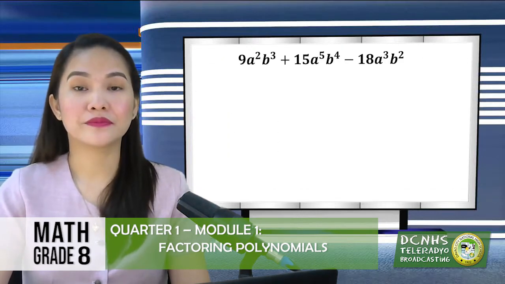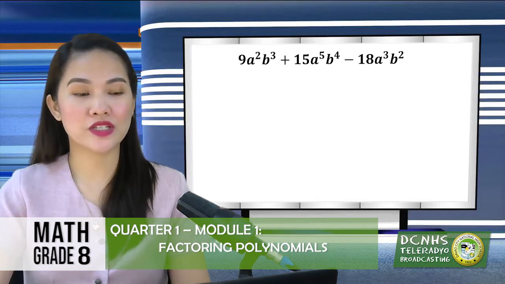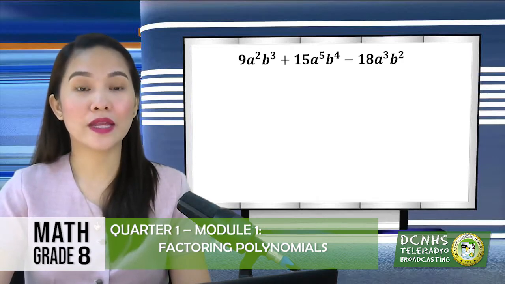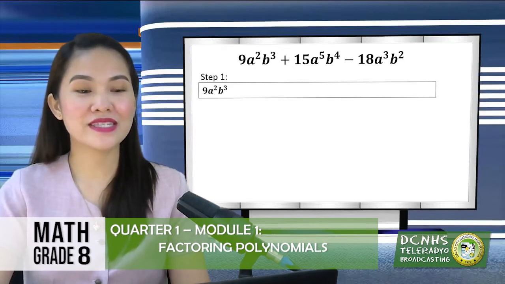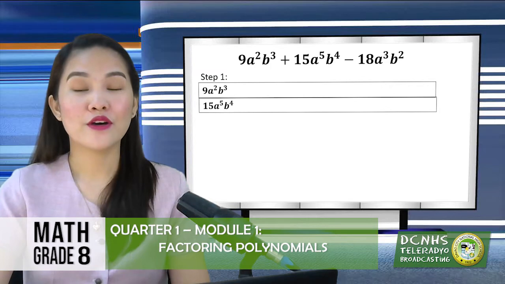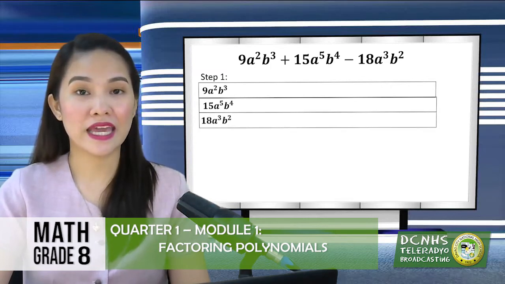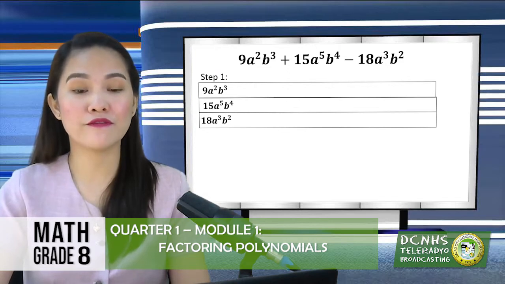Next example. Factor the expression 9a squared b cubed plus 15a raised to 5b raised to 4 minus 18a cubed b squared. First, get the GCF of 9a squared b cubed, 15a raised to 5b raised to 4, and 18a cubed b squared.